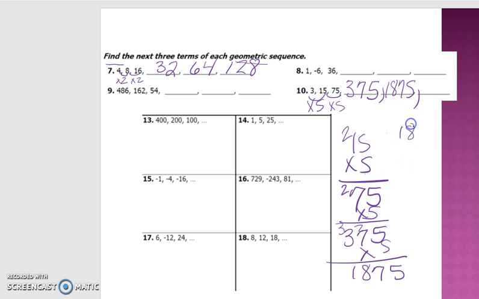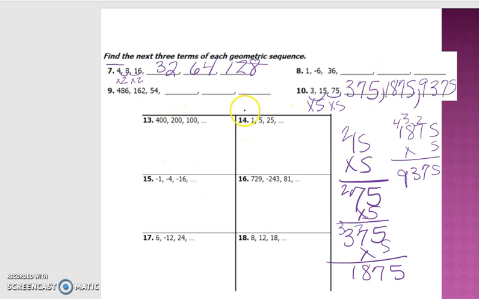And then if we take 1875 times 5, we get 9,375. Okay, so kind of big numbers, but you have a calculator that will help you. All right, so all you had to do here was write the next 3 terms in the series.